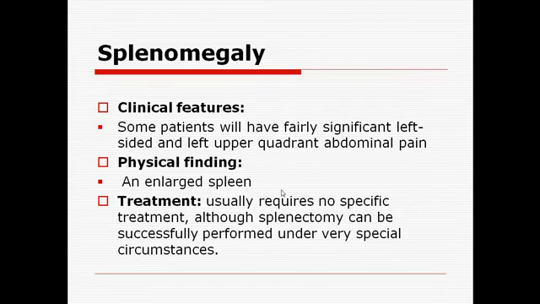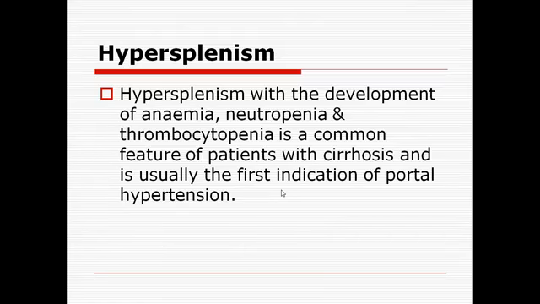Some patients will have fairly significant left-sided and left upper quadrant abdominal pain, and on physical examination we can find an enlarged spleen. Usually no treatment is required. What is hypersplenism? This question is frequently asked. Hypersplenism with the development of anemia, neutropenia, and thrombocytopenia is a common feature of patients with cirrhosis and is usually the first indication of portal hypertension. So, what is hypersplenism? You have to describe it.